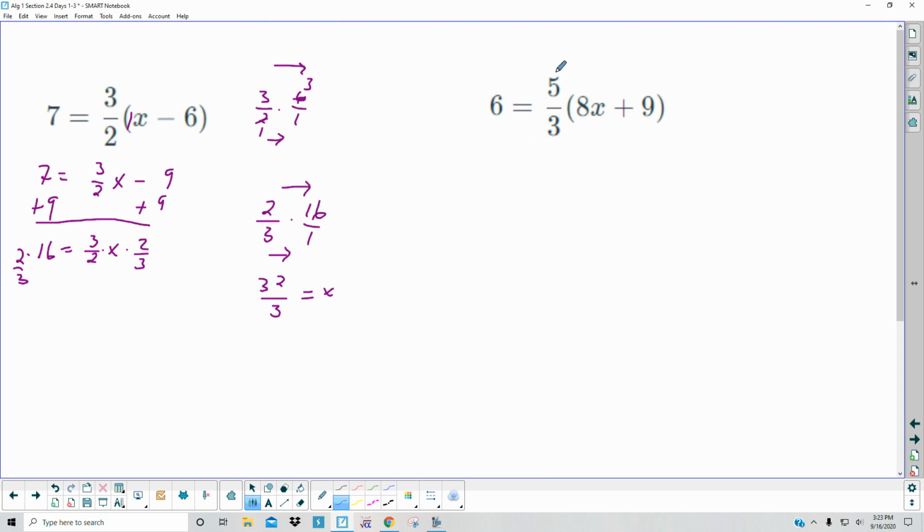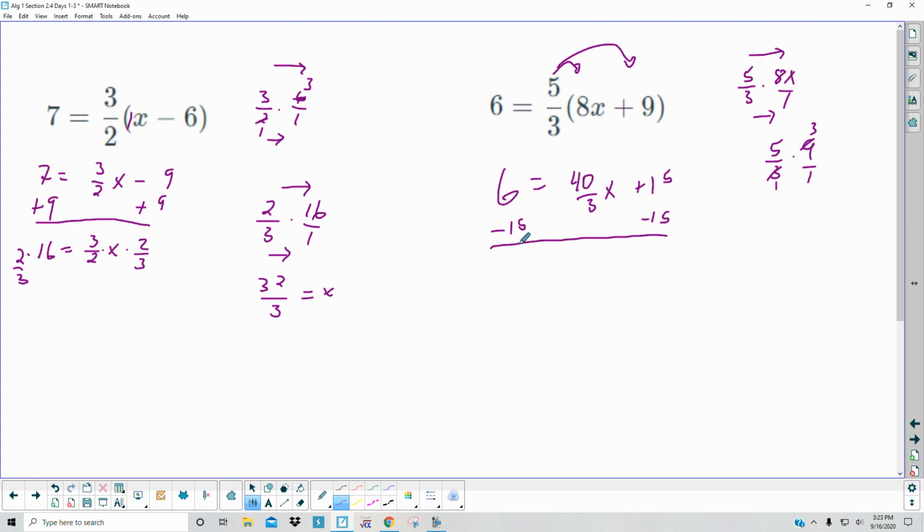Okay, 5/3 is going to distribute into both things. So I have 6 equals, so 5/3 times 8x. Nothing reduces. Nothing cancels diagonally. So you just multiply straight across. Okay, so I've got 40/3 x, and then I have 5/3 times 9. This does reduce. 3 goes into itself once, and then 9 3 times. So I've got 15 over 1, which is just 15. Next, subtract the 15 from both sides.